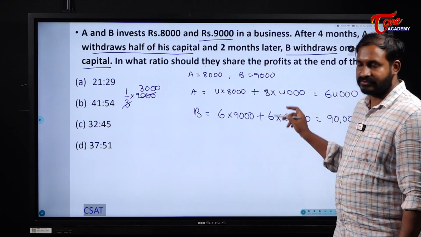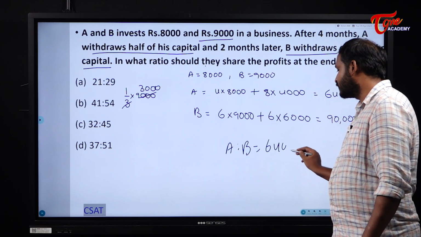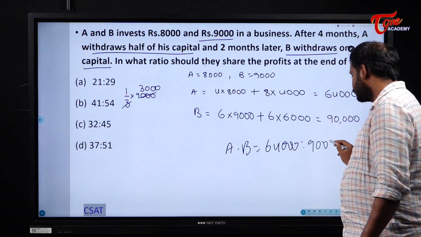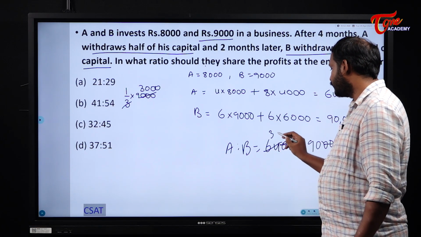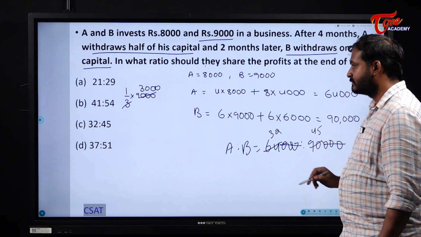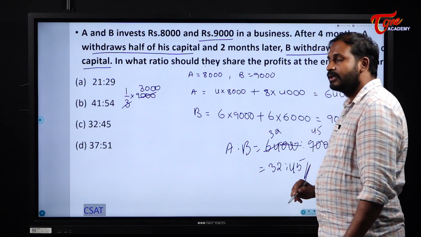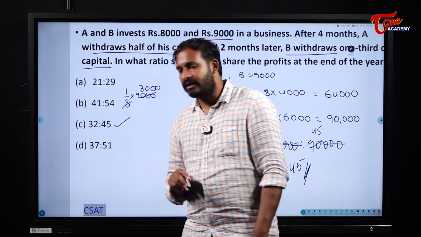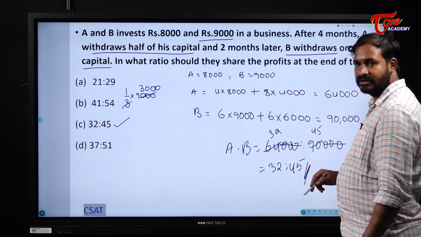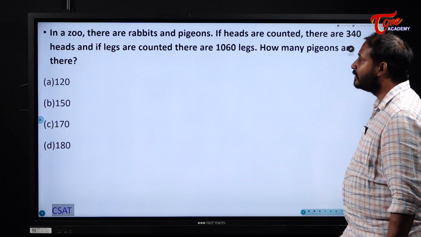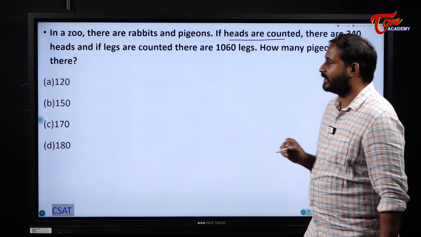Now, in what ratio should they share the profit at the end of the year? This is a complex one, so I have written it separately. So A is to B will become 64,000 is to 90,000. The 3 zeros get cancelled, in the 2 table, 2 32 times, 2 45 times. So A and B should divide the profit in what ratio? 32 is to 45. Understood? Right? Next one. In a zoo, there are rabbits and pigeons.